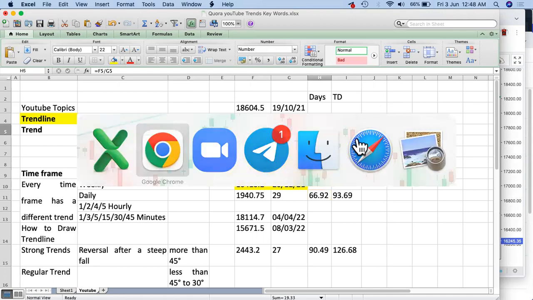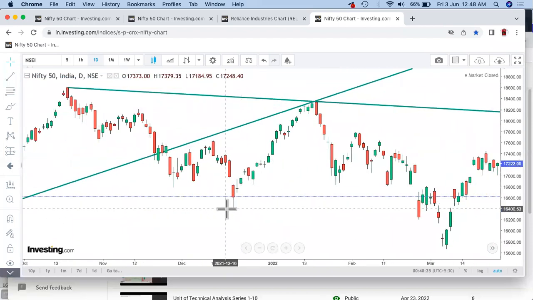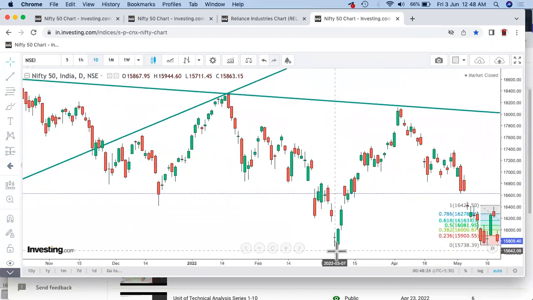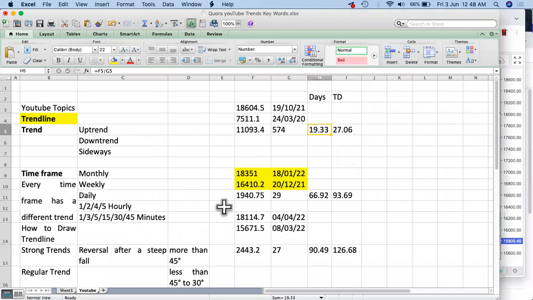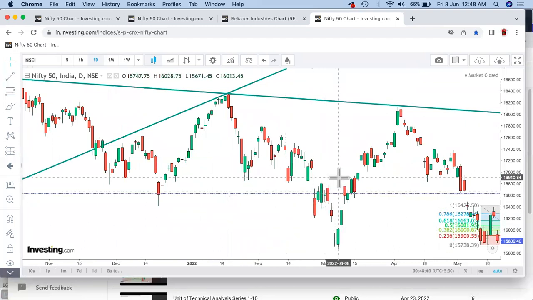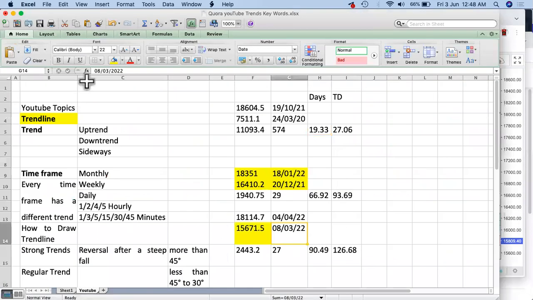Let's try to have one more example. So we had a strong reversal over here. We had one more strong reversal over here. So again, do the same thing. The low was 15671.45. The date was 8/3. Right, this is again being confirmed.